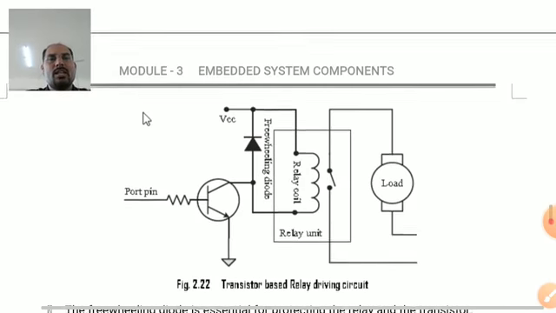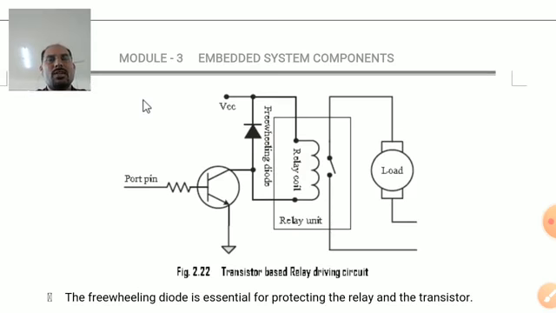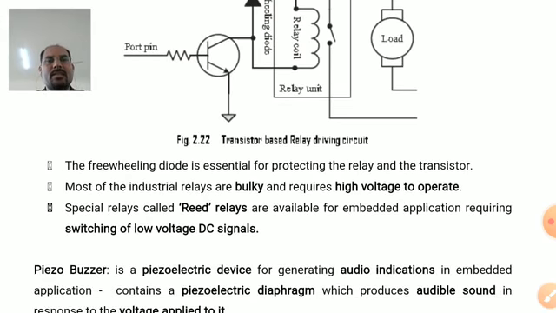Look at the diagram. From that it will be clear to you where we have connected the freewheeling diode. See here, whenever current flows through this relay coil, the other side of the relay gets connected. When the relay coil is de-energized, the current flows in the opposite direction. So when current flows in the opposite direction, it should not damage the power supply VCC. Just to avoid that, a freewheeling diode is connected there.